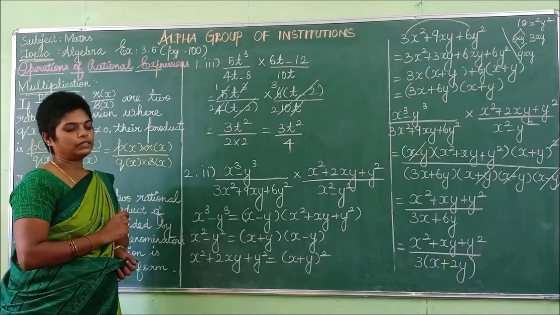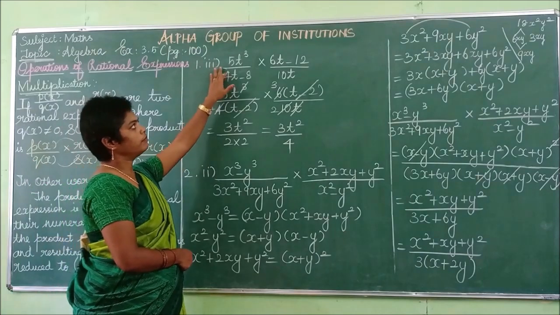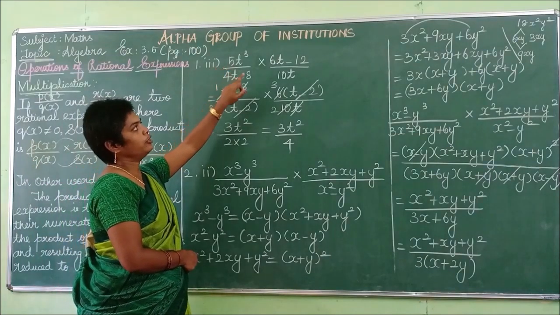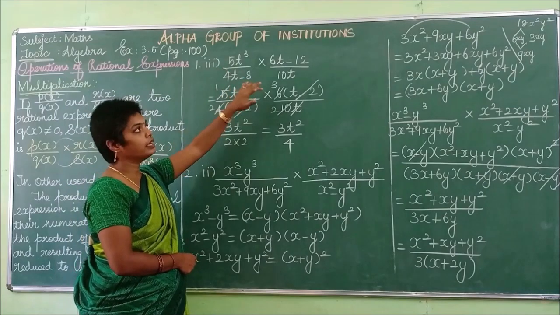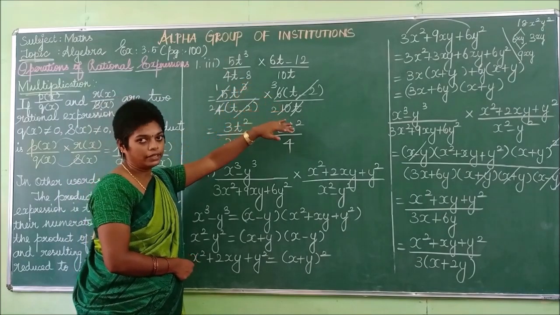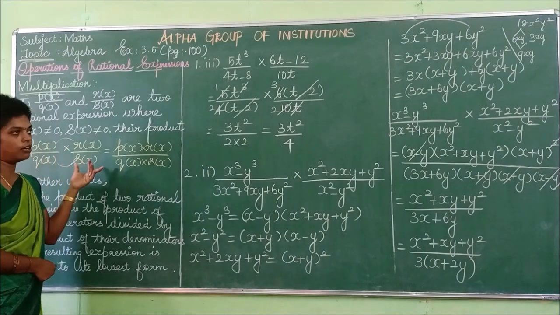How to multiply the two expressions and get the final result. So what is the expression? 5t cubed divided by 4t minus 8, multiplied by 6t minus 12 divided by 10t. So if p of x by q of x multiplied by r of x by s of x, it means the product of the numerators divided by the product of the denominators.